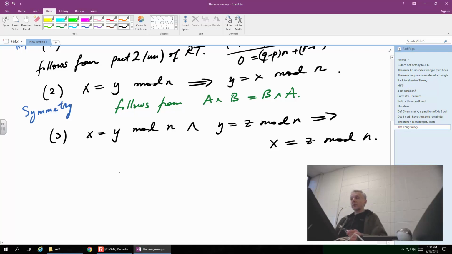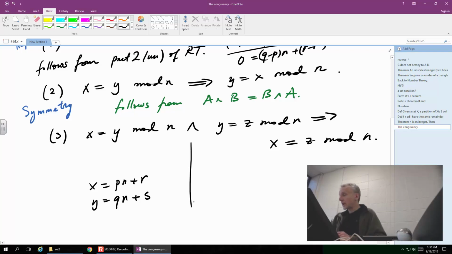So we have three statements. Let's connect them together. So "and" is crucial. "And" is a crucial term here. So let me write it out. x is equal to pn plus r, y is equal to qn plus s. Okay? That's the first statement, like this.